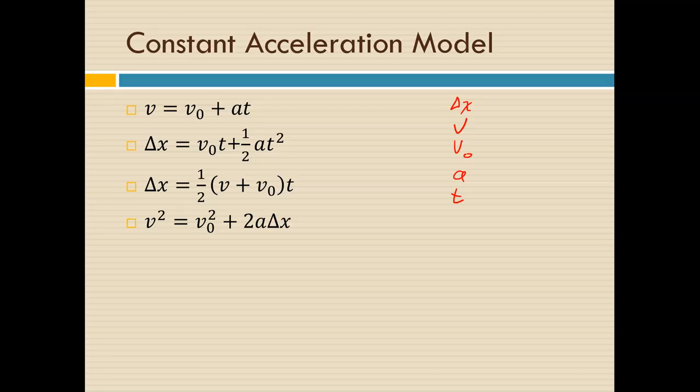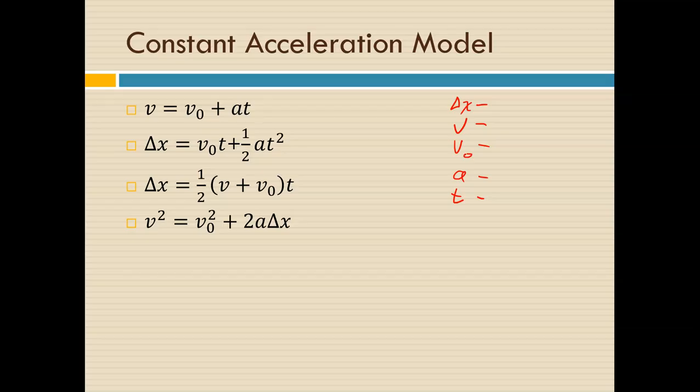First equation, how many unknowns do we have? How many variables do we have? 4. So how many variables do we need to solve that first equation? 3. If I know 3 of the 4, I can solve for the unknown. In each one of those equations, there are 4 variables. That means if I have 3 of the 4, I can solve for the unknown, correct? That means I only need 3 of these 5 variables, and I can solve for the other 2 by choosing the right equations. Well, how do I know which equation to choose?